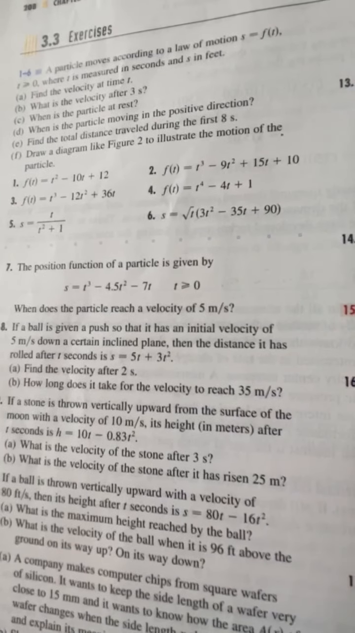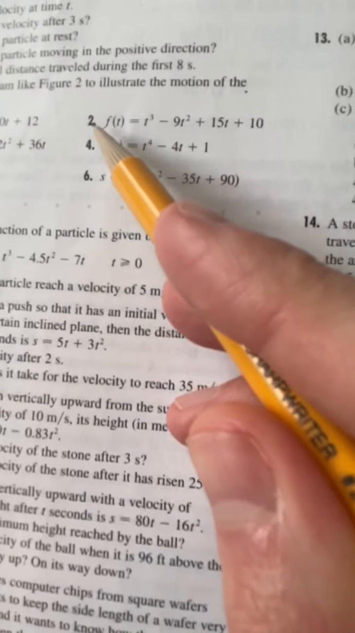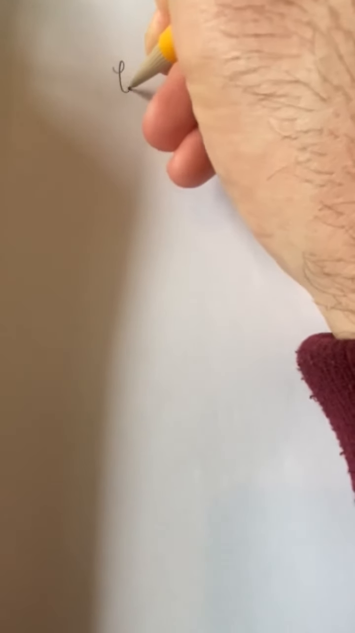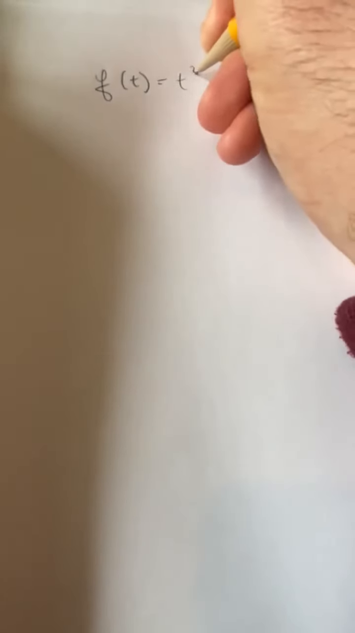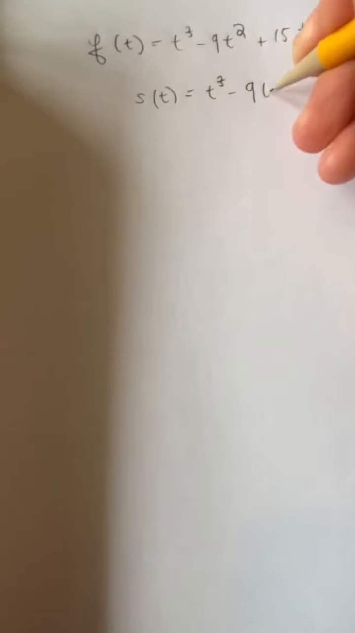So all that stuff was covered in the reading I posted, but it's probably a lot easier to see it done step by step. So why don't we take a look at question 2 or equation 2 and see if we can work through it. So equation 2 is f of t equals t cubed minus 9t squared plus 15t plus 10. Okay, so it's a cubic function, and it's given as f of t. Remember that you can also write this as s of t. It's really just a notational difference, but get used to seeing s as a representative of position. So s of t equals t cubed minus 9t squared plus 15t plus 10.